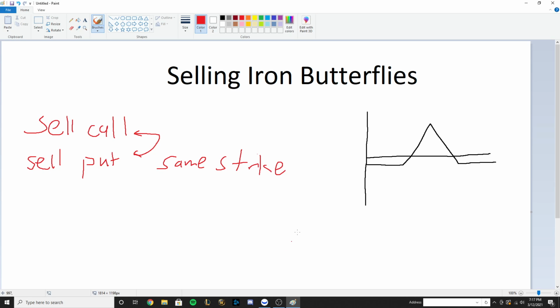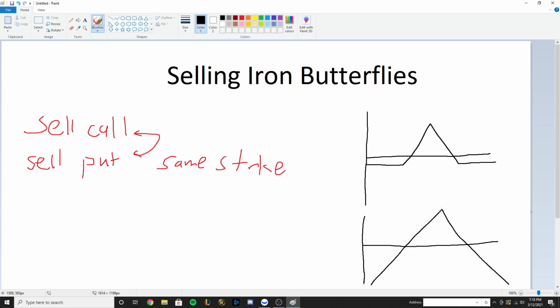Now, the next 2 legs are what brings in this low loss to profit ratio, I guess is what you would call it. It's what keeps this loss tight to 0. So if we didn't have this next part that I'm about to talk about, our P&L chart would basically look like this.